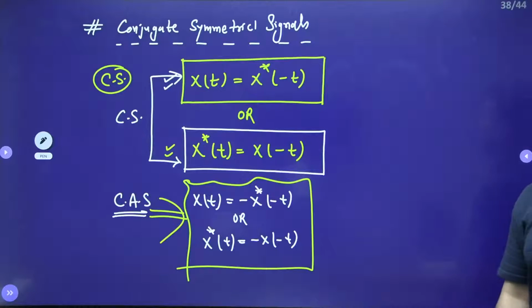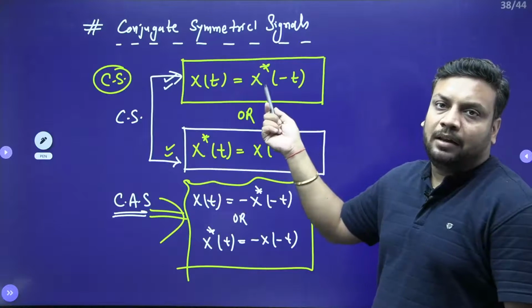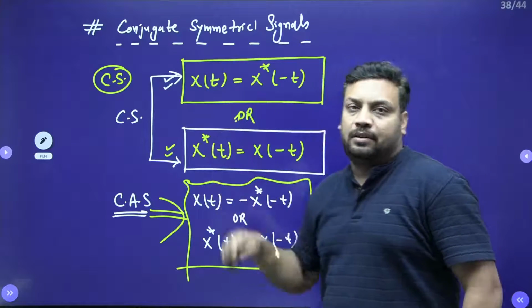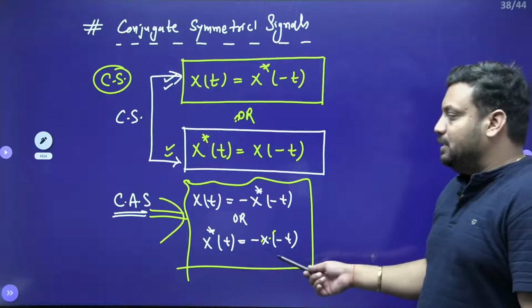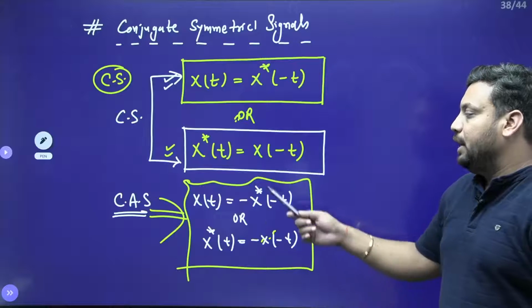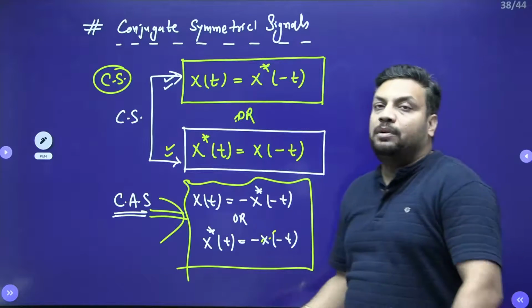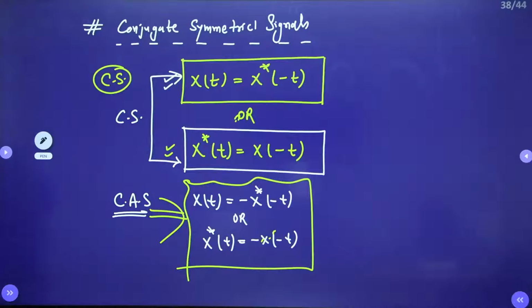In the conjugate symmetric condition, if I remove the star mark, it becomes the even signal condition. And in the conjugate antisymmetric part, if I remove the star mark, it gives me the odd signal condition. Yes or no, children?